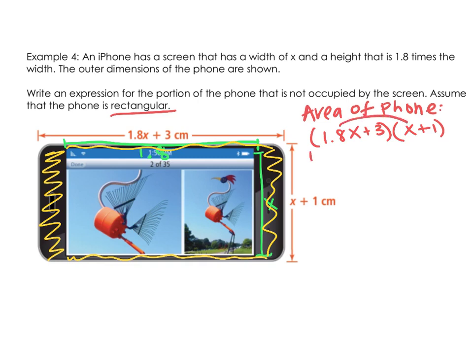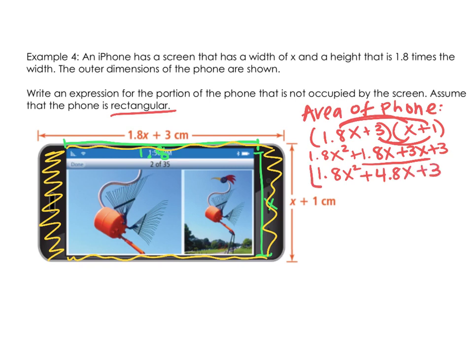1.8x times x is going to be 1.8x squared. 1.8x times 1 is going to be 1.8x. Then that 3 times x is 3x, and 3 times 1 is 3. Now, if I combine my like terms in the middle, I can put those together. So 1.8x squared plus 1.8 plus 3 would be 4.8x plus 3. So right here is the area of my phone.